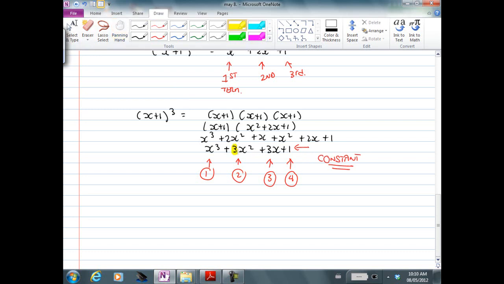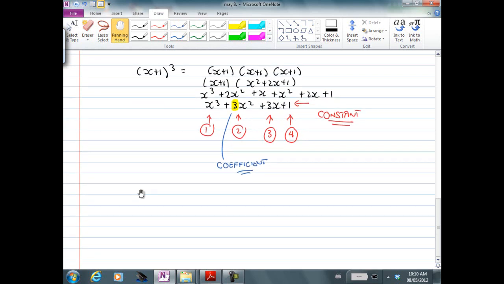The number 3 in front of x squared is the coefficient. You need to know these terms. Without them, you're going to fail the exam because they will ask you what these terms are. Coefficient. That was easy. I just expand and I get this. But in reality, I'm not going to ask you x plus 1 to the power 3. Too easy. What if I give you 2x plus 1 to the power of 5?